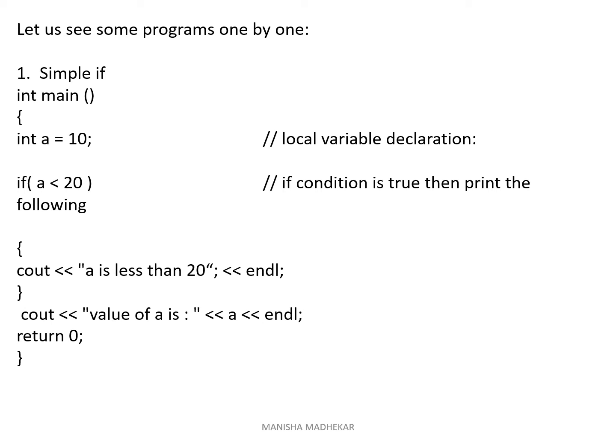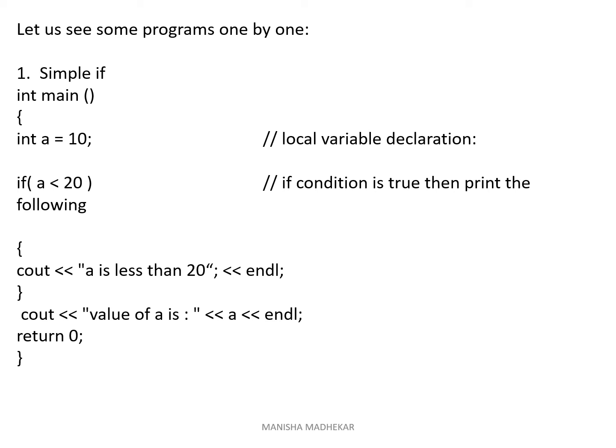Here we are initializing a as an integer data type variable with the value 10. If a is less than 20, that is, if the condition is true, then print the following statement: a is less than 20. Cout value of a is, and it will print the value of a as 10.